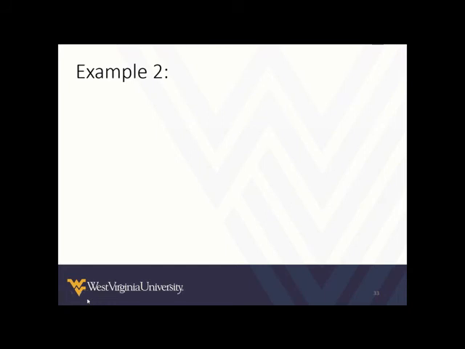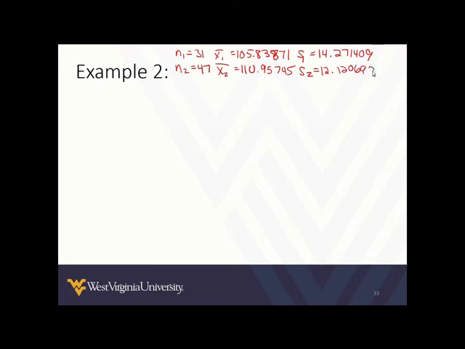And now we can actually begin our calculations. So, as you know by now, I like to write out what we already know at the top of the screen. So, we know our sample one has a sample size of 31, a sample mean of 105.83871, and a sample standard deviation of 14.271409. Our sample 2 has a sample size of 47, a sample mean of 110.95745, and a sample standard deviation of 12.120693. We were also told that our alpha was at the 10% level. And since this is the two-sided test, we do need to know that alpha over 2 is 0.05.